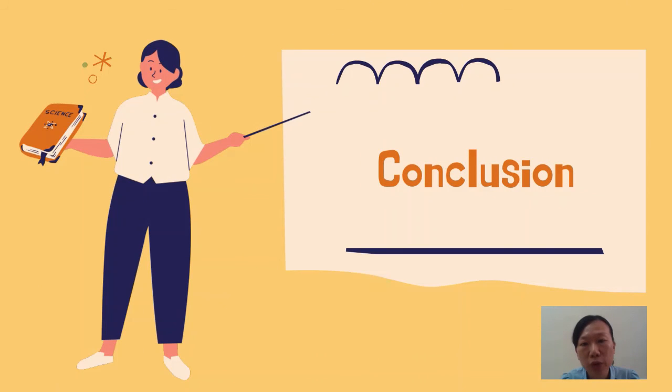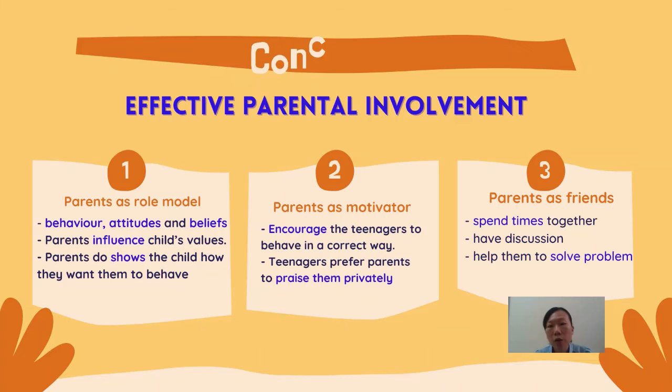Lastly is our conclusion. To have an effective parental involvement, parents should be involved as a role model. They should model the correct behavior, attitudes, and beliefs. And because parents influence a child's values, parents show the child how they want them to behave.